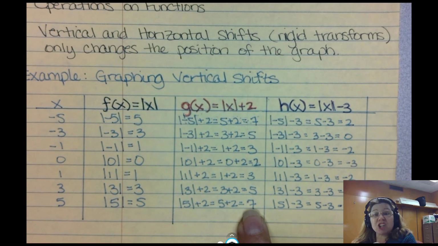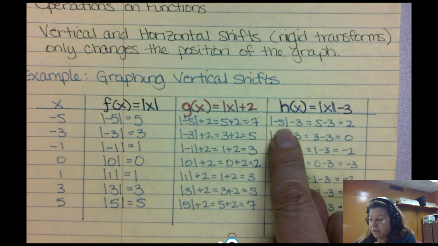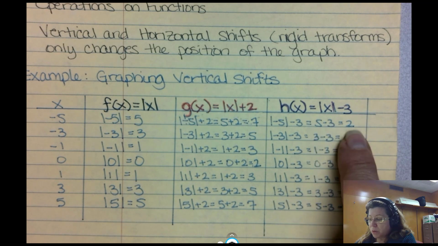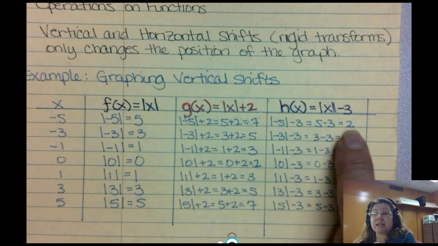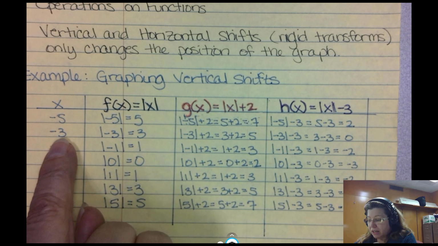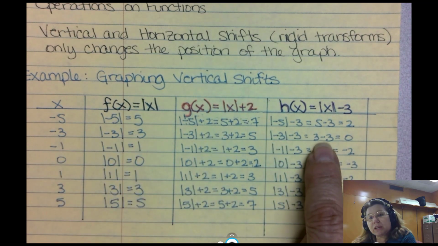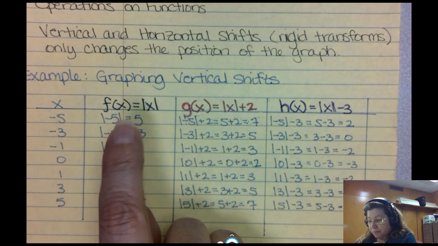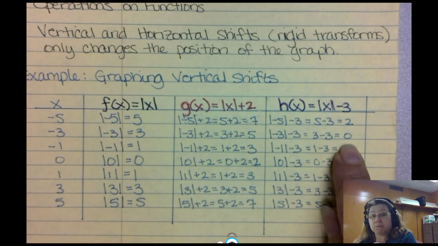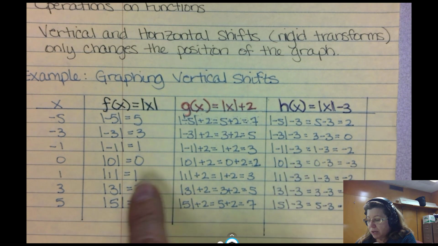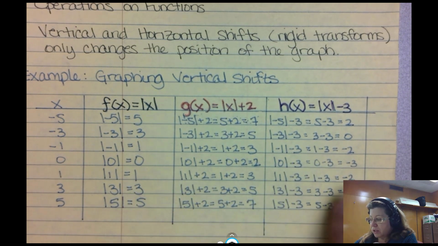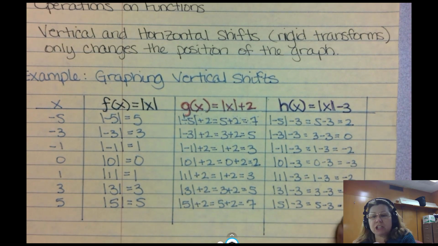Now let's just quickly look at a few of these for h of x. I'm not going to run through every single one. I'm going to take my -5, take the absolute value of -5, minus 3 is 2. So I'm putting in -5 in here. Absolute value of -5 is 5. 5 minus 3 is 2. I'm going to do one more. -3. The absolute value of -3 is 3. 3 minus 3 is 0. So originally we were at a 3. Now we've shifted to a 0. A 1 shifts to a -2. A 0 shifts to a -3. A 1 shifts to a -2. A 3 shifts to a 0. And a 5 shifted to a 2.